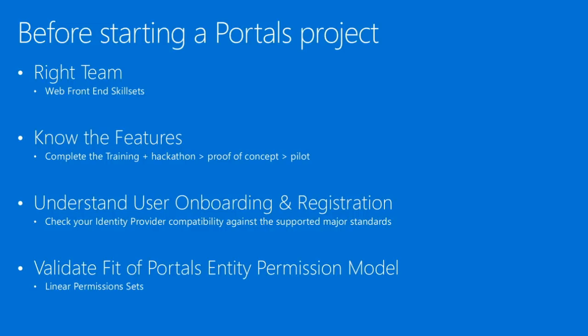The other one is validating permissions. Like Philippe was saying, it is managed from the contact. Now that it is managed from the contact, I have a new concept of permission models. I have web roles, I have content access rules, and I have my entity permissions. Those are linear in nature, so I need to make sure that my requirements of what I'm hoping to do are actually achievable. Do that early.